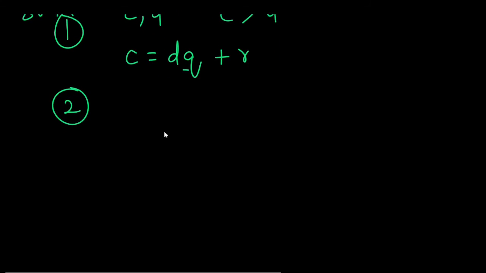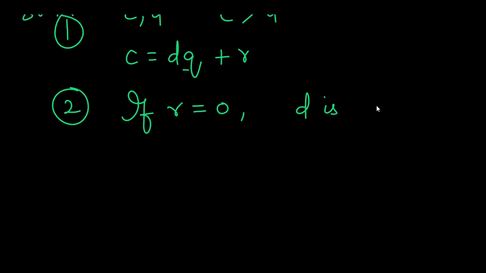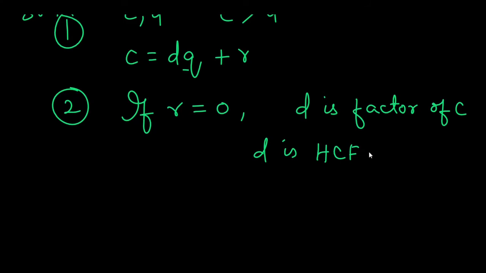Now, if R is equal to 0, then D becomes a divisor of C. D is a factor or divisor of C. Then D is HCF of C and D.